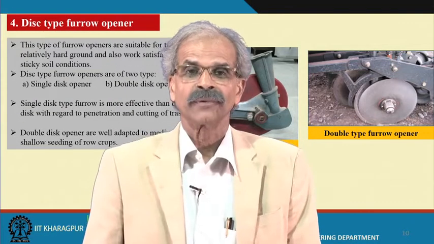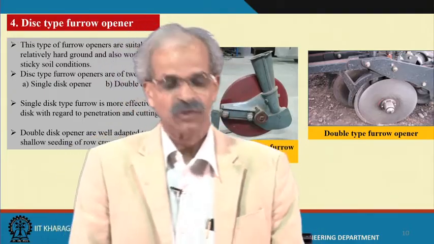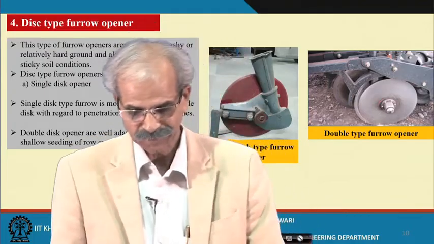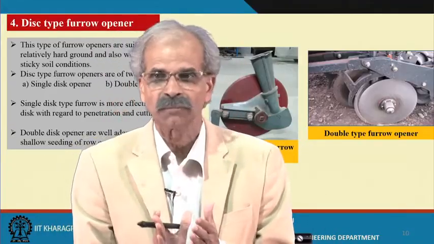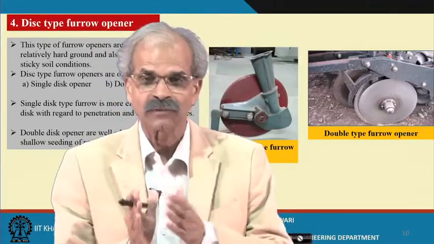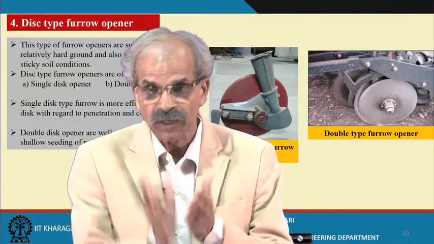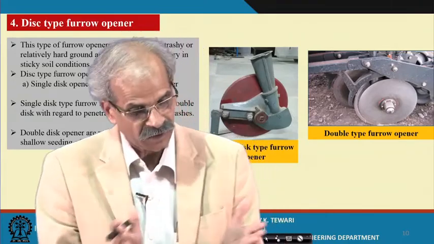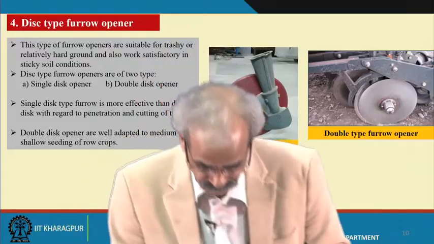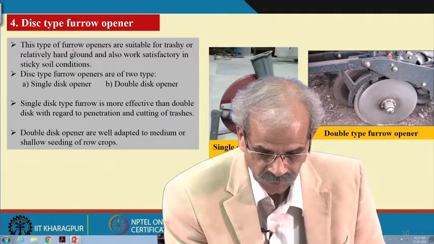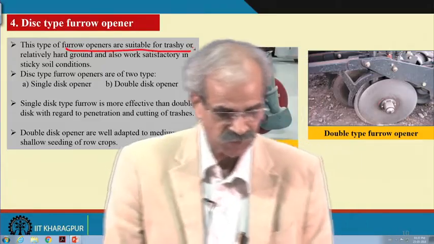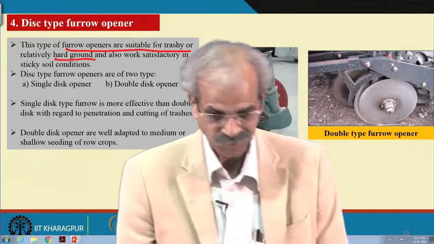Well, disc type furrow openers, this is another aspect, because many a times you would like that cutting should be deeper in some conditions of soil. Trusses are there and you want to cut those trusses. So, this type of furrow openers are used. These furrow openers are suitable for truss conditions and relatively hard ground.